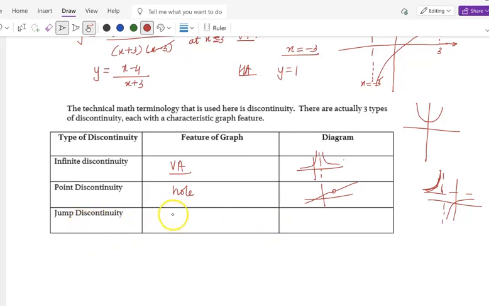Jump discontinuity is when you have a graph here and there's a jump, and the graph continues above. It can be anything, it can be a curve also. This is a jump discontinuity. So that's a diagram for jump discontinuity.